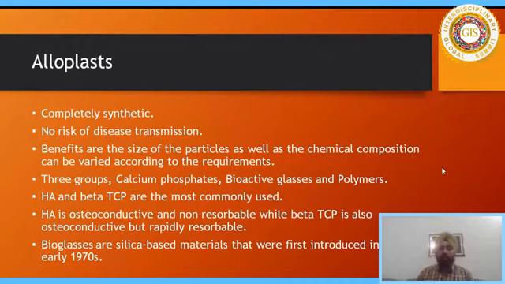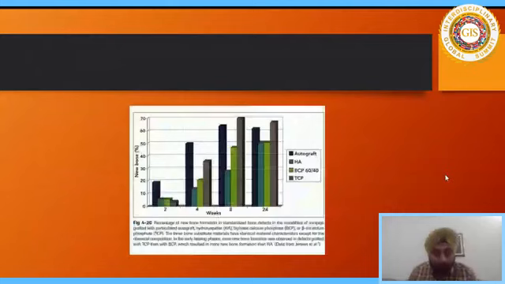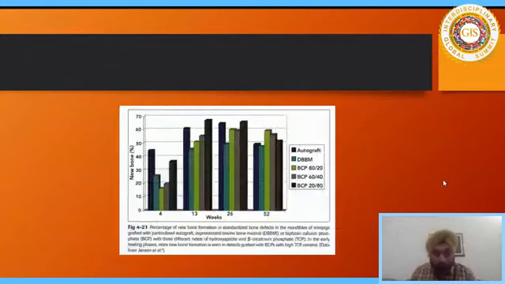Bioglasses are silica-based materials that were introduced in the early 1970s. In the early healing phase, more new bone formation is observed in defects which are grafted with beta TCP than with HA. Here also, more new bone formation is seen in defects with beta TCP.